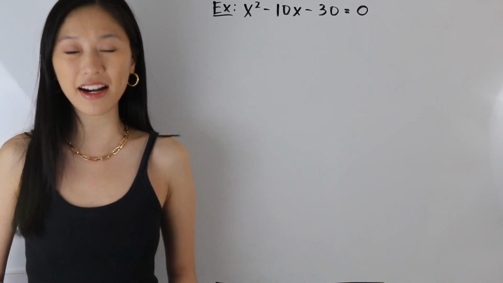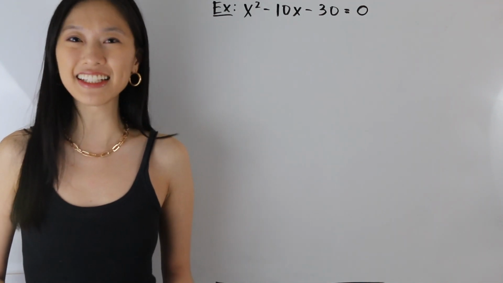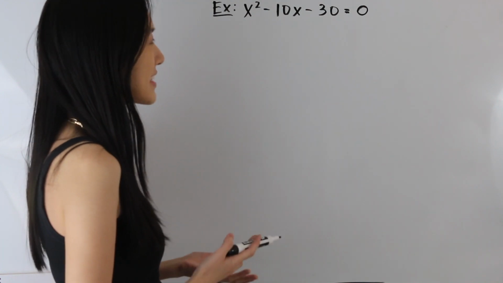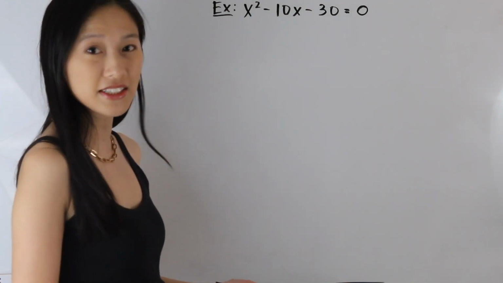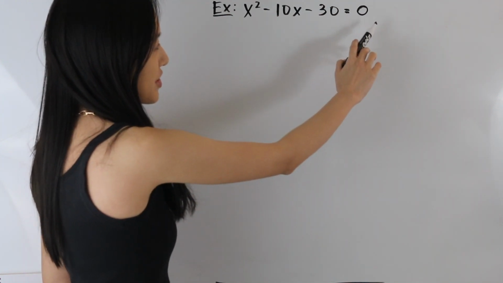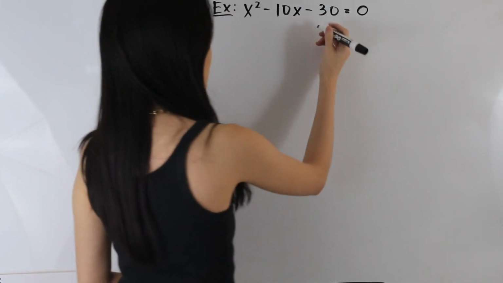Hey guys, it's Janine here, and in today's video we are going to be learning how to use the method of completing the square to solve quadratics. So let's go ahead and take a look at some examples. In this first example, we have x squared minus 10x minus 30 is equal to 0. Let's start out by moving our constant term over to the other side. So let's add 30 to both sides.